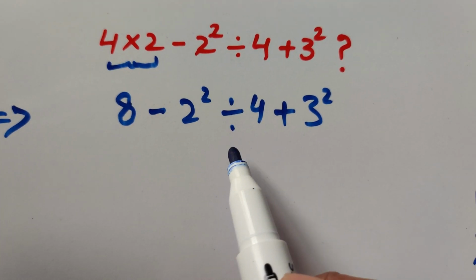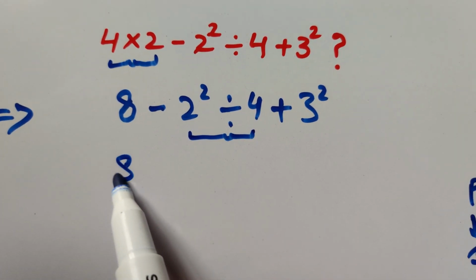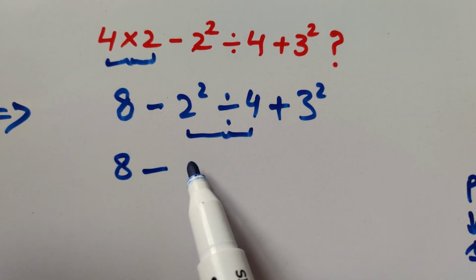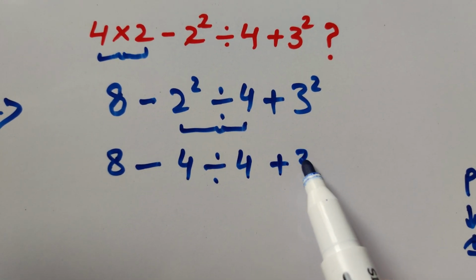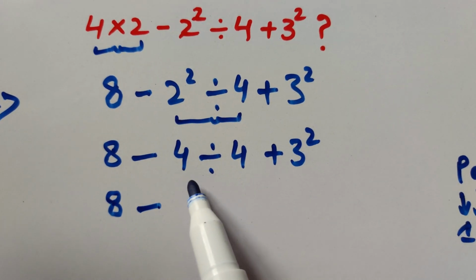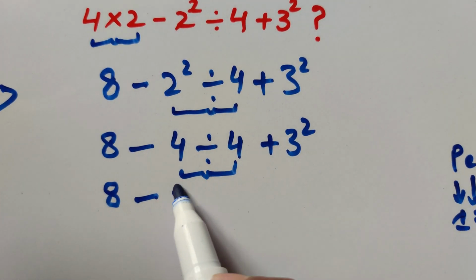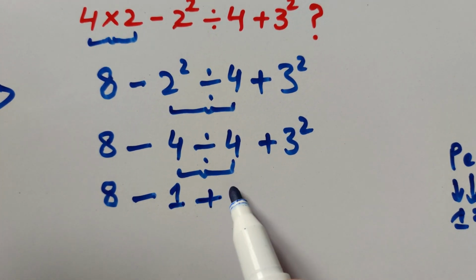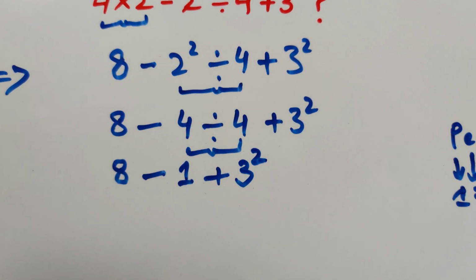Now divide first, right? So 8 minus 2 to the power of 2, 4 divided by 4 plus 3 to the power of 2. So 8 minus, now divide, 4 divided by 4, 1 plus 3 to the power of 2.